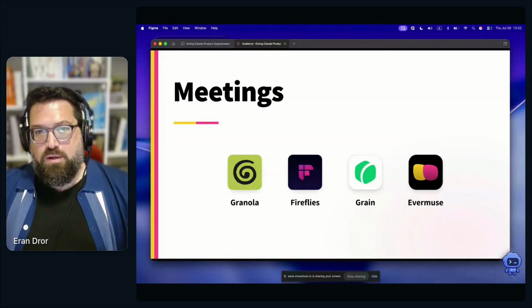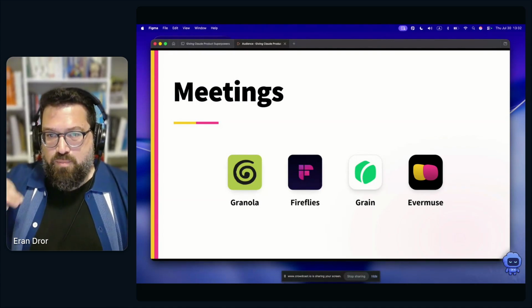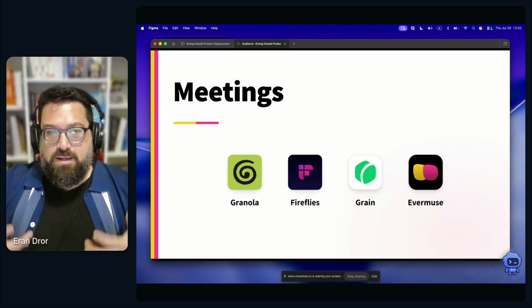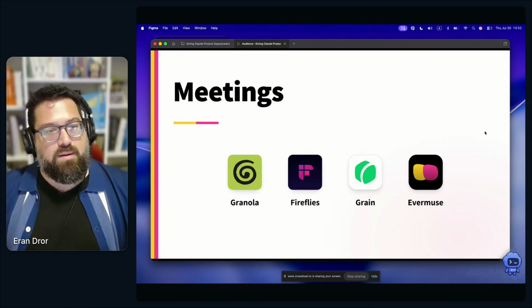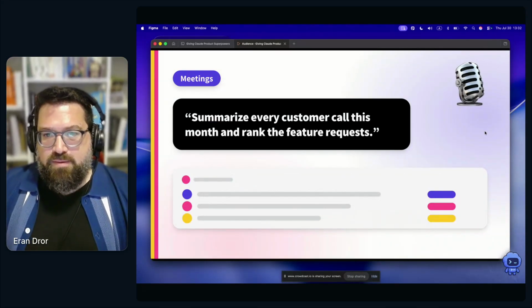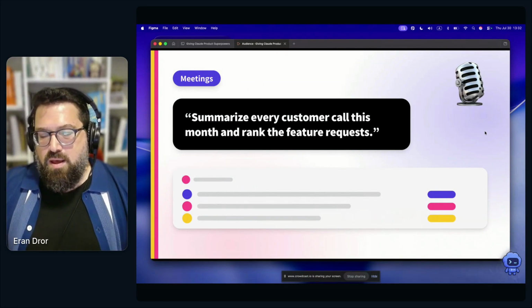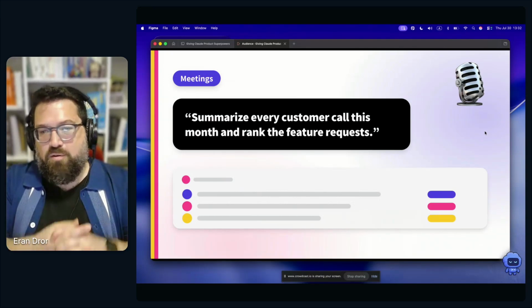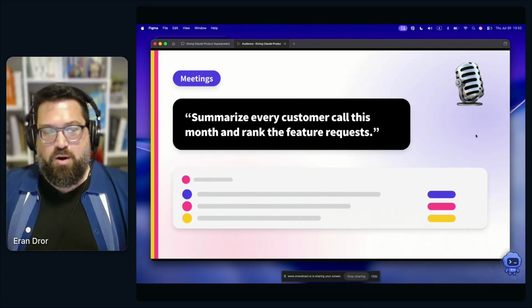All of these tools that I'm showing here have excellent MCPs. For most of them, it's part of the premium package, so you have to be paying for the tool. But you can really ask anything, any pattern that's being seen in meetings, especially if you do some processing on them. And so this is an example of every customer call this month and rank the feature requests, right? In Evermuse you have a daily report that you can create. Every day you get a report of everything we learned from the past day. You could do it weekly or monthly, etc.